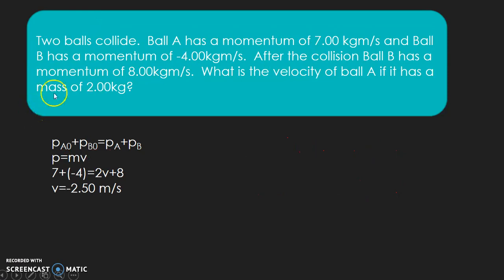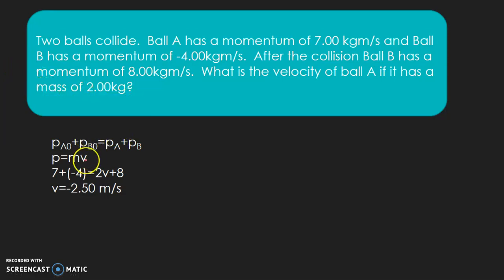Two balls collide. Ball A has a momentum of 7.00 kilogram meters per second, and ball B has a momentum of negative 4.00 kilogram meters per second. After the collision, ball B has a momentum of 8.00 kilogram meters per second. What is the velocity of ball A if it has a mass of 2.00 kilograms?